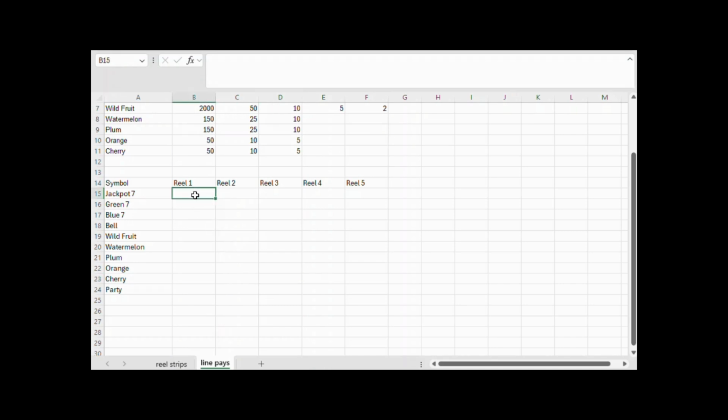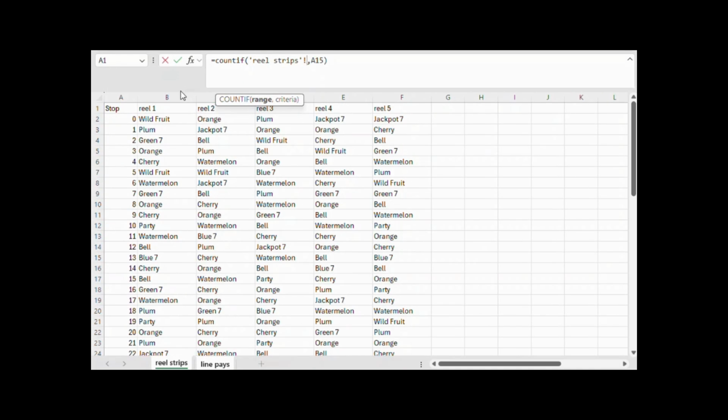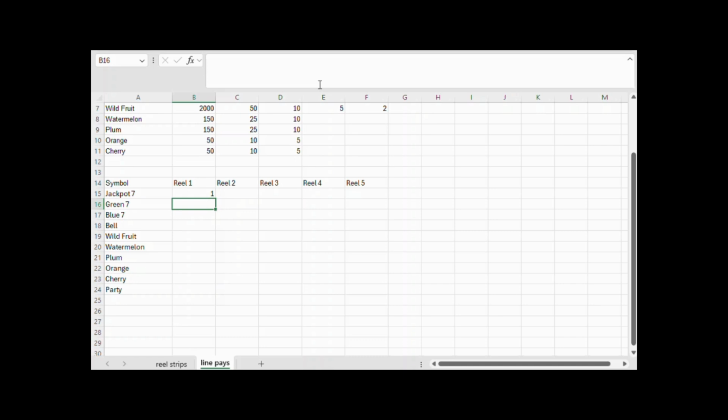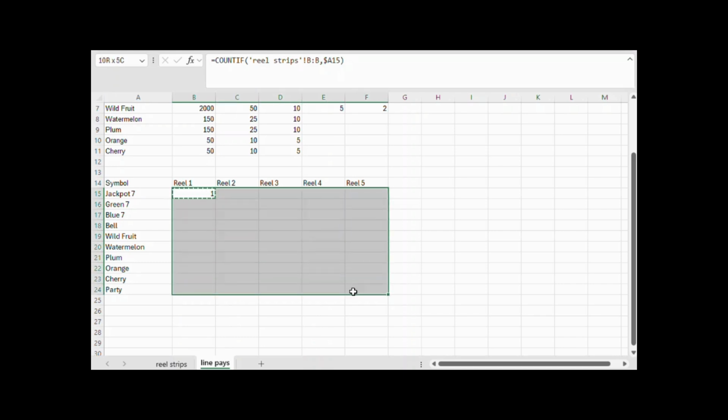So let's start by counting how often each symbol occurs on each reel. And for that I use the COUNTIFS function. So there you first put in the range of whatever you're counting and then whatever you're looking for. So I'm going to go over to the reel strip page to reel 1, which is in column B, and count, in this case, how often we see the Jackpot 7 symbol. And let's copy and paste that formula down through all 5 reels and all 5 symbols.